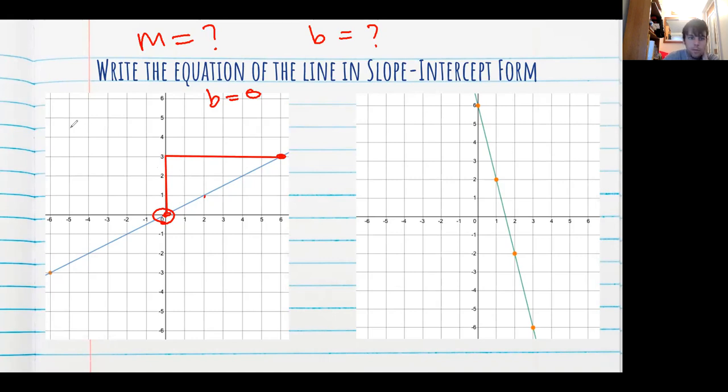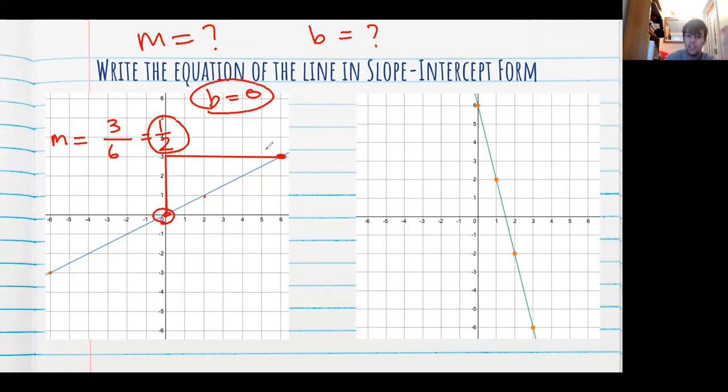So as a slope, 3 is my vertical change. We're going up, it's positive, to the right, positive. This is a positive slope. 3 over 6 does reduce to 1/2, right? 1 over 2. So my slope is 1 over 2.